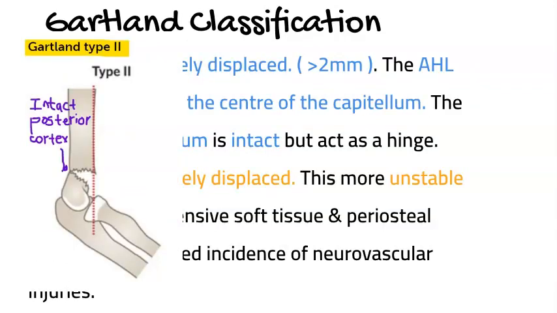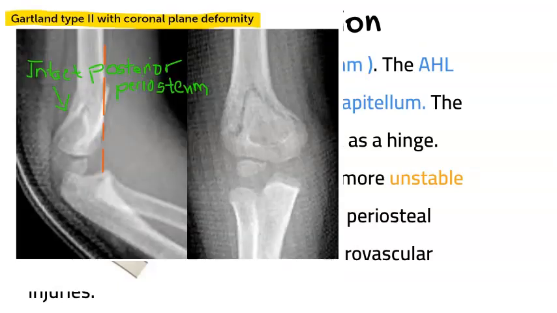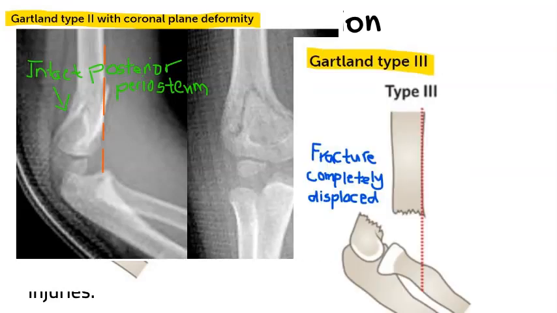This figure illustrates the Gartland type 2, where you can see the intact posterior cortex or intact posterior periosteum. The displacement is more than 2 mm. This X-ray view shows the Gartland type 2 with coronal plane deformity. In the lateral view, there is an intact posterior periosteum and cortex. This figure illustrates the Gartland type 3, whereby the fracture is completely displaced.